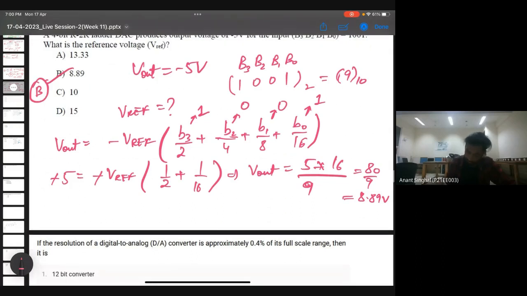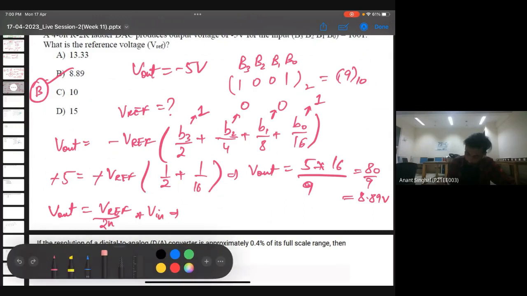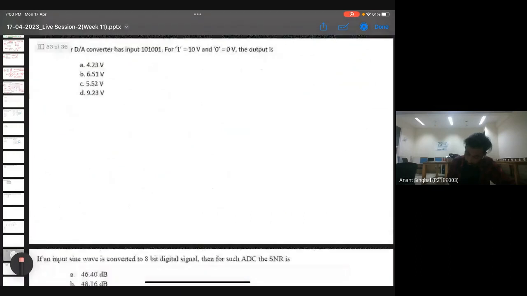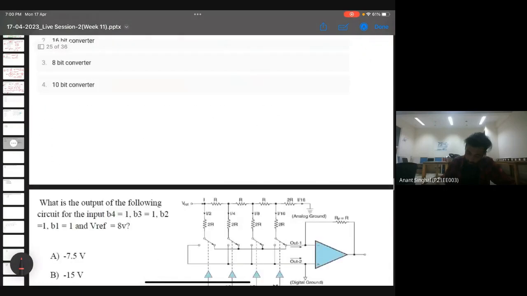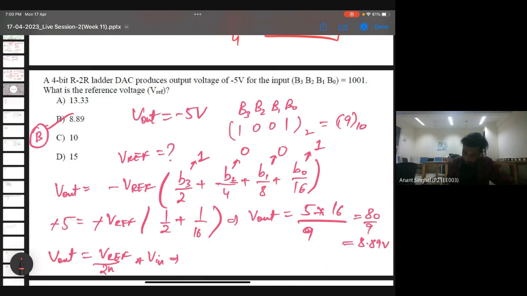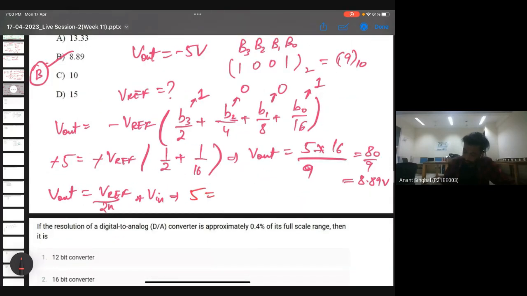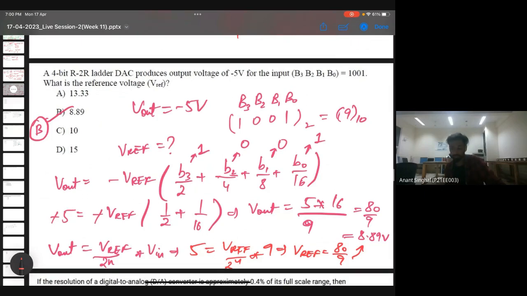One more method that we can calculate directly is V out. We know it is V ref on 2 to the power n into V in. So we know V in is 9, so we'll directly calculate. Sorry for the glitch. So V out is 5, then this V ref, then this is 2 to the power 4 since this is 4 bit, and then V in is 9. So again V ref will come out to be 80 by 9, which is again 8.89 volt. So the correct answer is option number B only.